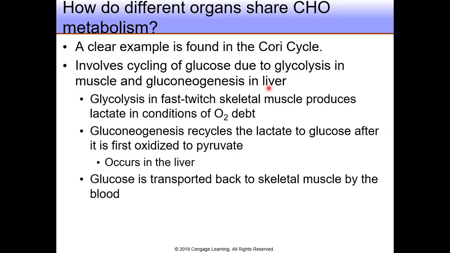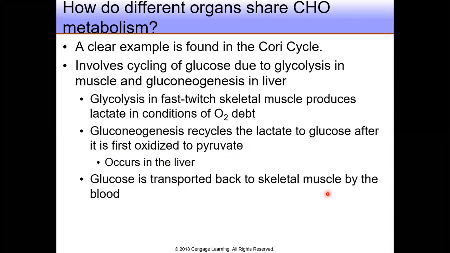So the Cori cycle operates between liver and muscle. In muscle, we have glycolysis, glucose is consumed, and in the liver, we have gluconeogenesis, glucose is produced. Now, glycolysis in fast-twitch skeletal muscle produces lactate in conditions of oxygen depletion. Gluconeogenesis recycles the lactate to glucose after it is oxidized to pyruvate. Of course, this occurs in the liver. And then glucose is transported back to skeletal muscle by the blood.